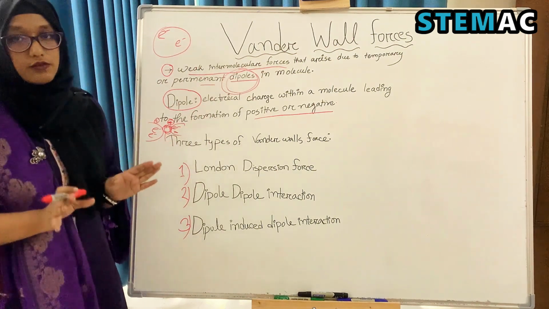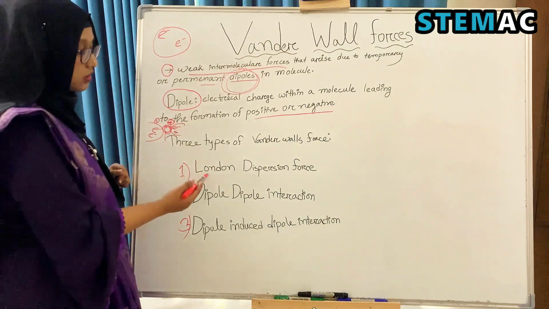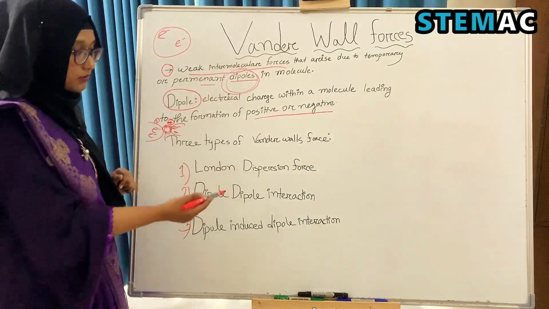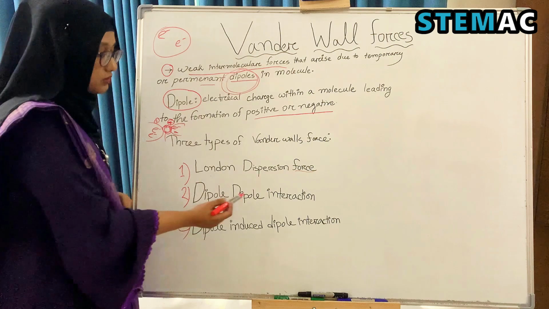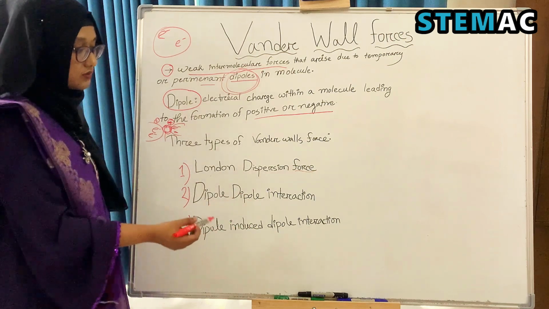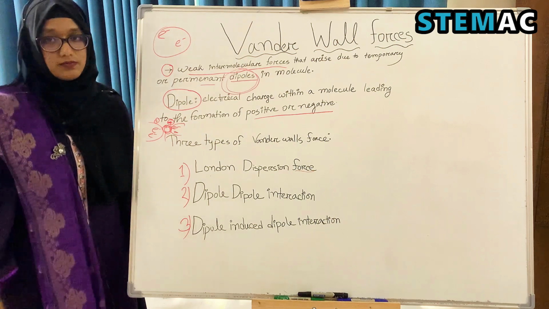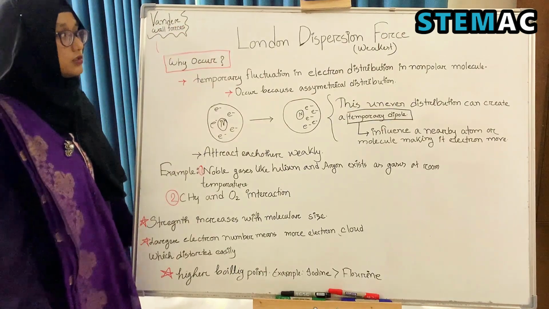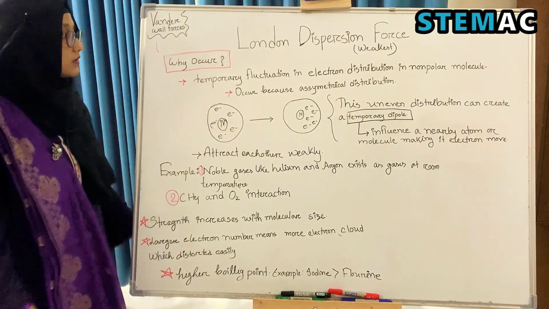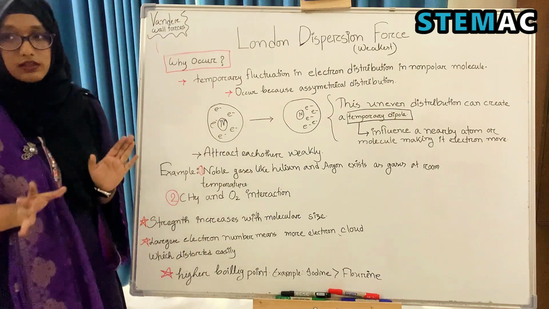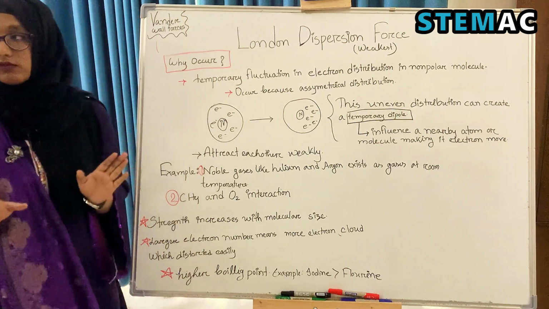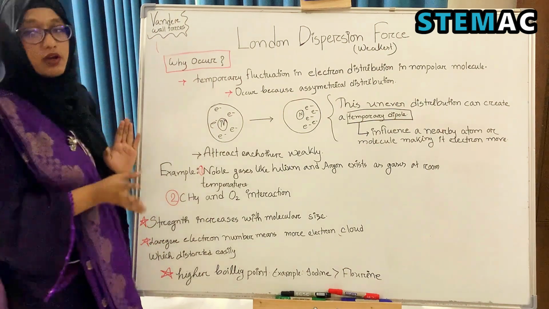So van der Waals forces have three types: London dispersion force, dipole-dipole interaction, and dipole-induced dipole interaction. We're gonna talk about these later in the description. Now we're gonna learn about London dispersion force. First we're gonna learn why these forces happen, why it occurs.